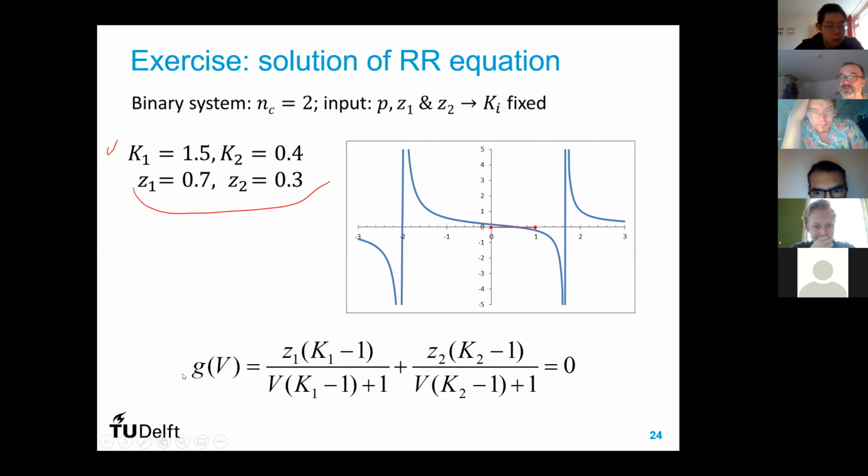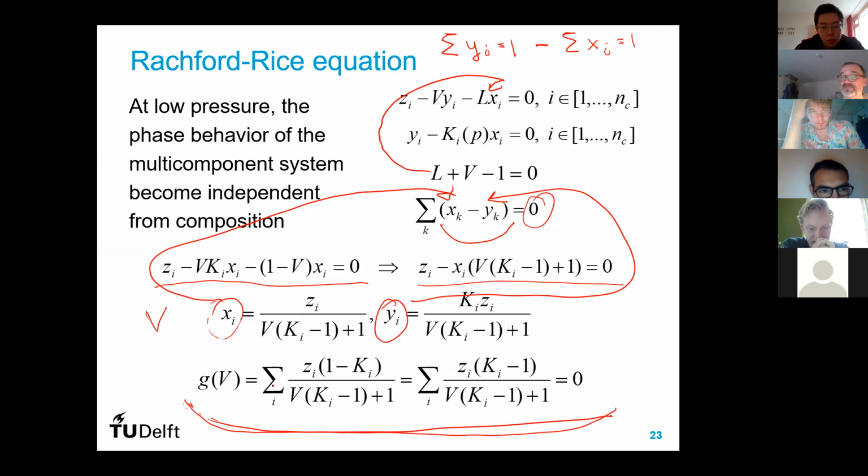And now what you need is to solve this equation. We also call it the Rachford-Rice equation. This is one thing that was proposed by these guys, Rachford and Rice. They have an engineering degree award for it. So what you obtain is one equation that you need to solve as a function of V. And if you have this solution, that means given V, you return back, substitute V here, and you obtain X and Y.